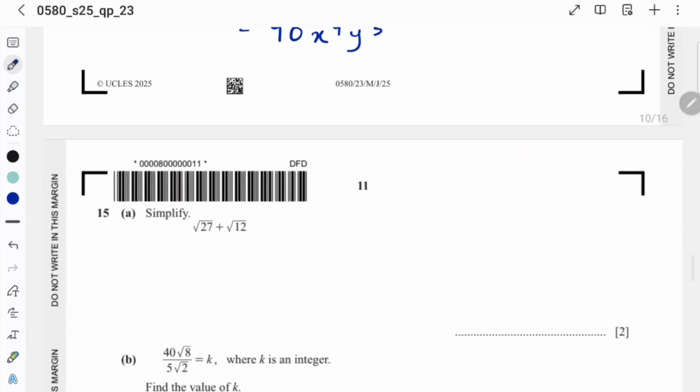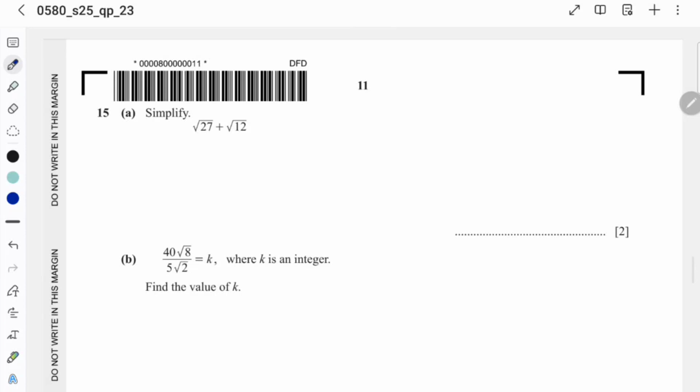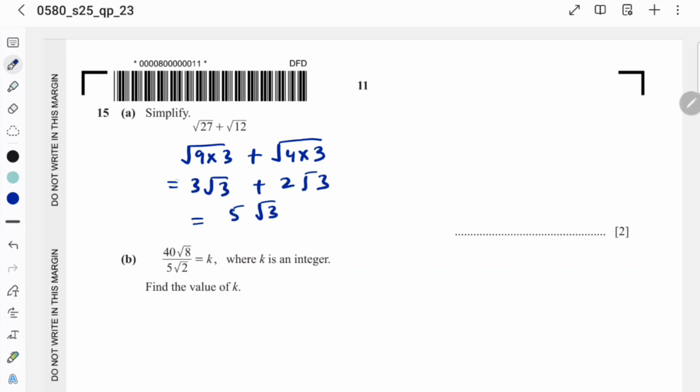Okay, this was a 2 marks question. Now question number 15. Square root of 27 means 9 threes are 27, and then plus square root of 12 means 3 fours are 12. Then you have 3 square root 3 plus 2 square root 3, that is 5 square root 3.